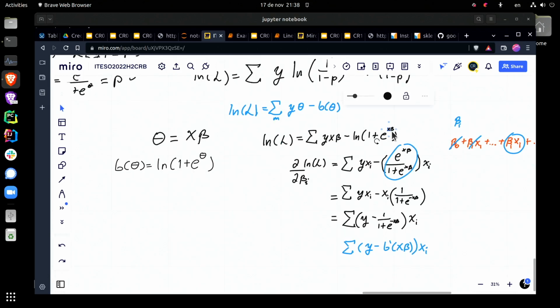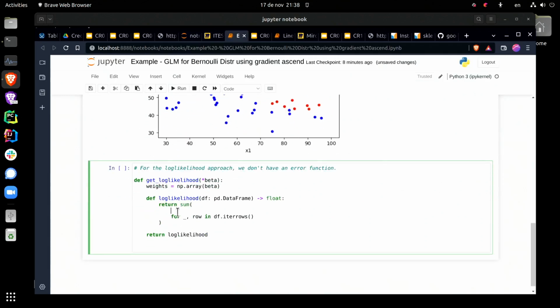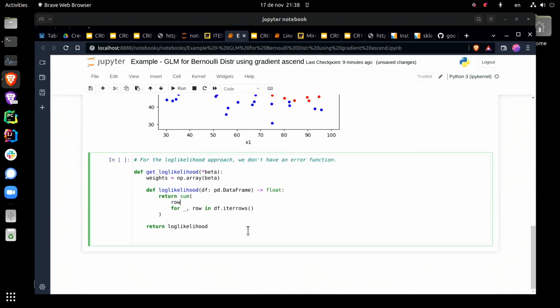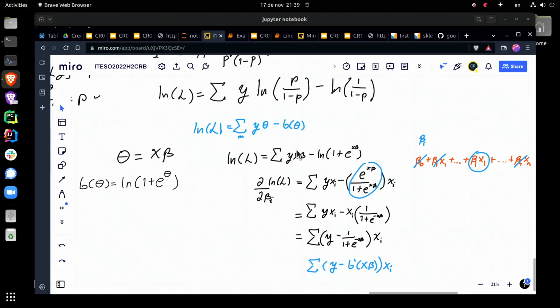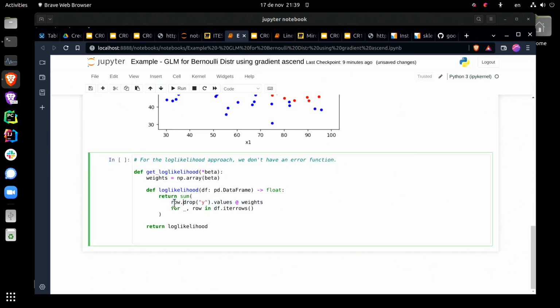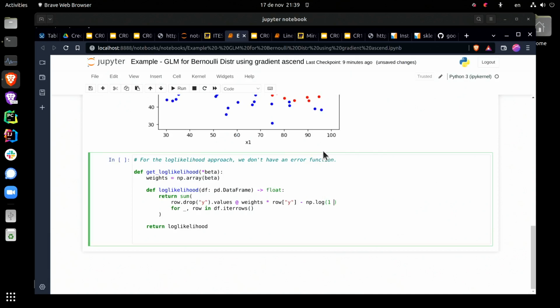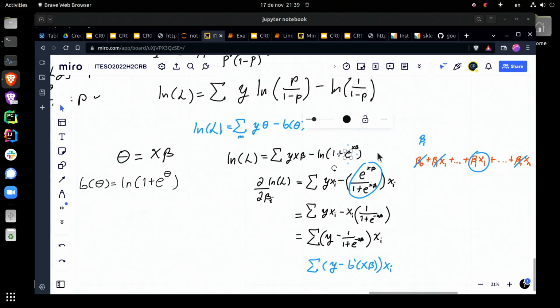Okay, so let me first work on this multiplication. Each row in this case contains the x values and y. So we take the row and we drop y, then we are only left with x values, right? We can do the matrix multiplication with the weights. That will be either this or this one here. Now let's just multiply by y. Y is a scalar, right? And right after this multiplication, we have a scalar. So let's multiply by y minus the natural logarithm of 1 plus the exponential of that multiplication.